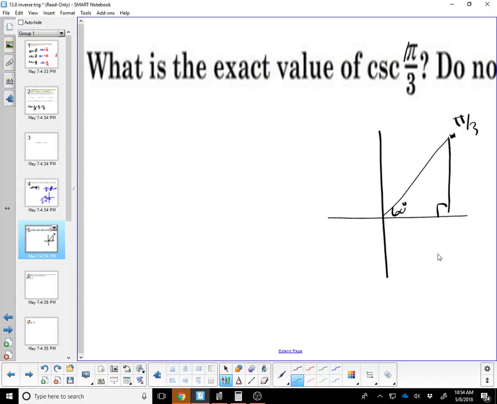Finish up the triangle. This would be the 30, so opposite to 30 is 1, 2, radical 3. And I want the cosecant of that. That means the reciprocal of sine. Sine is opposite over hypotenuse. So what is the cosecant of pi thirds?